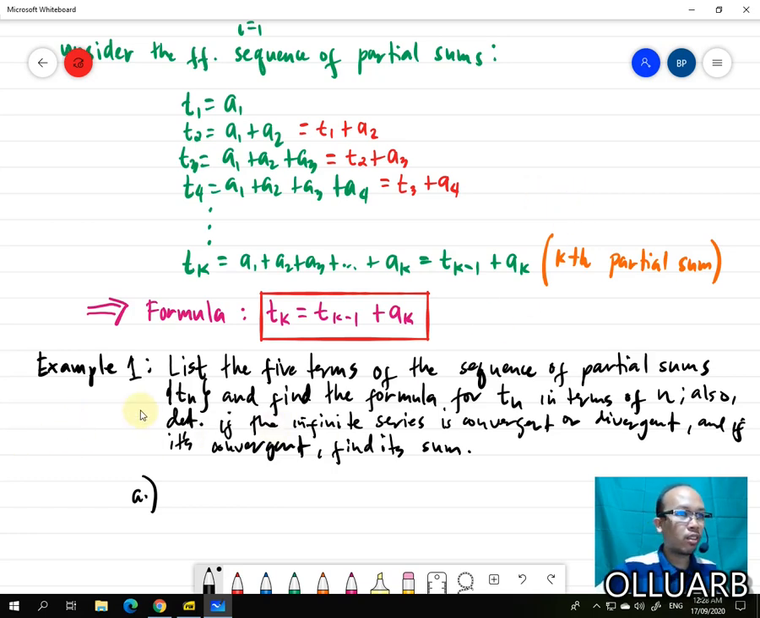My cat is crying. Okay, so for example number one, the question is: list the five terms of the sequence of partial sums t sub n and find the formula for t sub n in terms of n. Also determine if this infinite series is convergent or divergent, and if it's convergent, find its sum. So what is asked in the problem? First, you are to list the five terms of the sequence of partial sums, and then you are going to find the formula for t sub n in terms of n.